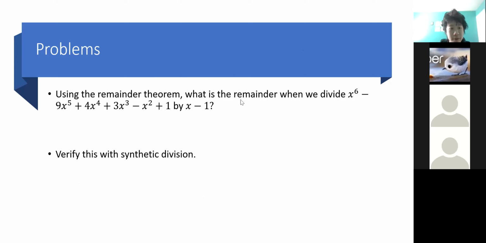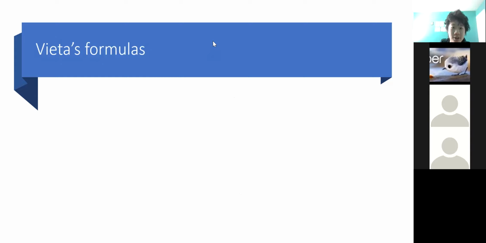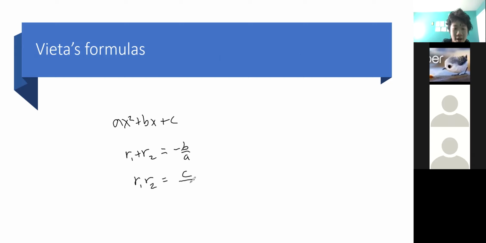Okay, now I can move on to Vieta's formulas. If you recall when we were doing quadratics a while ago, if we had ax squared plus bx plus c, we knew the sum of the roots. So r1 plus r2, the sum of the two roots, must be equal to negative b over a. The product of those gives us c over a. Does everyone remember those? Yeah, those are Vieta's formulas for a quadratic. We can actually have Vieta's formulas for any polynomial.